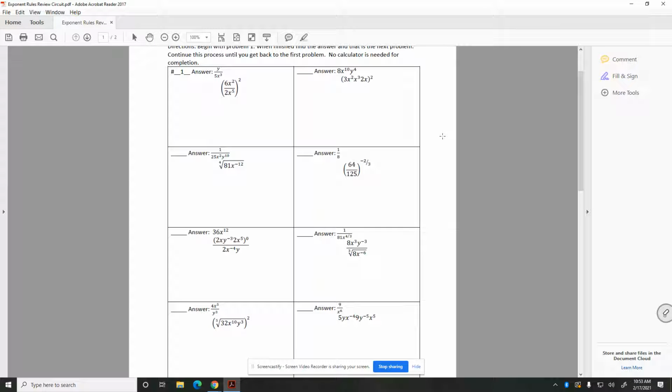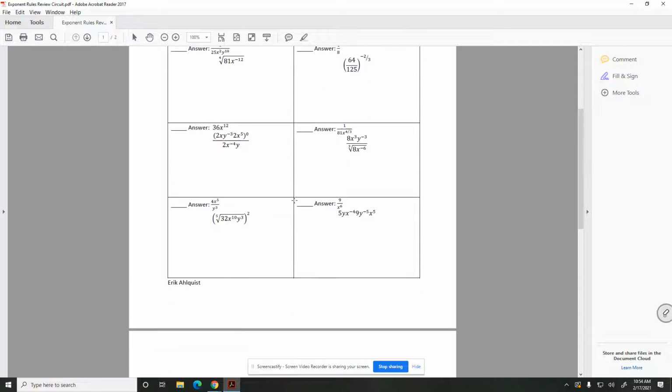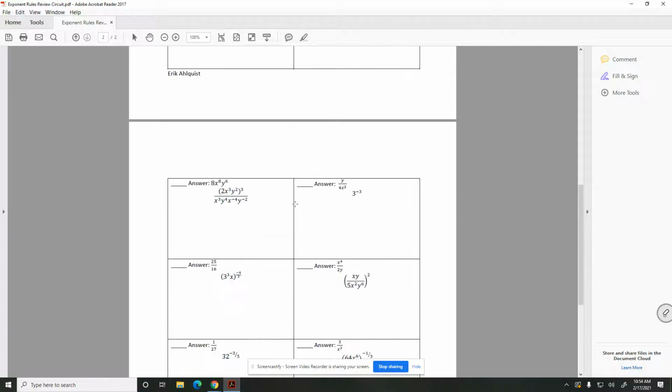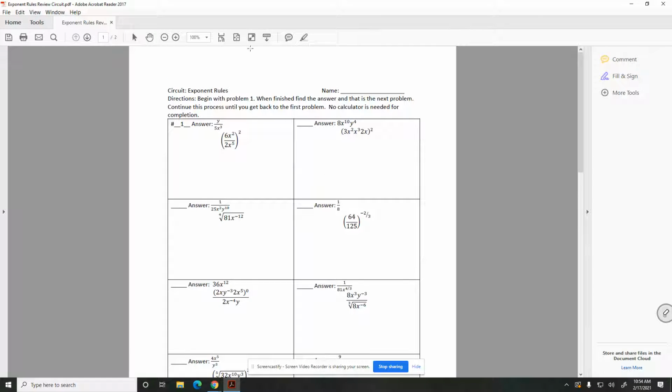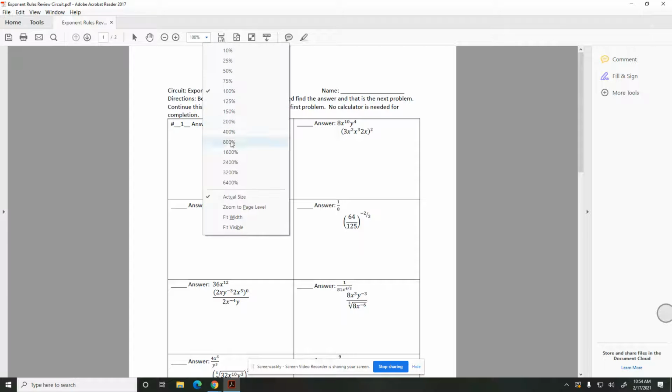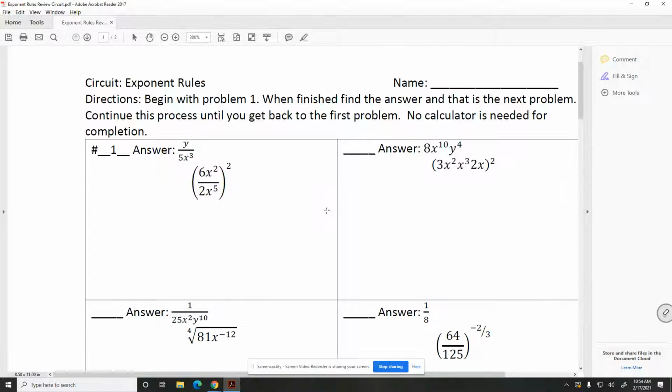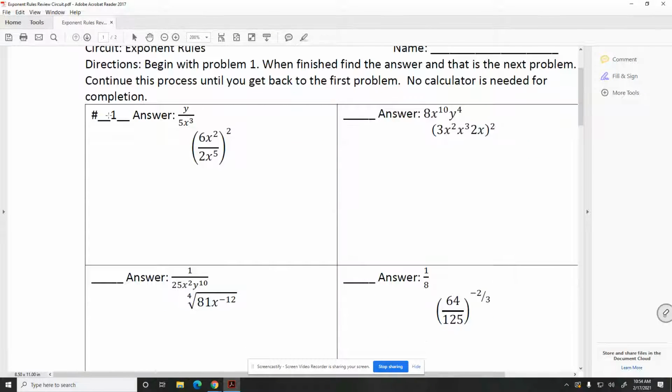Okay, so here's what your exponent rules circuit looks like. There's all these questions that are in the boxes, and you'll see that at the top of each box it says answer. So I'm going to go through a couple of examples with you and show you how you're going to work through the circuit.